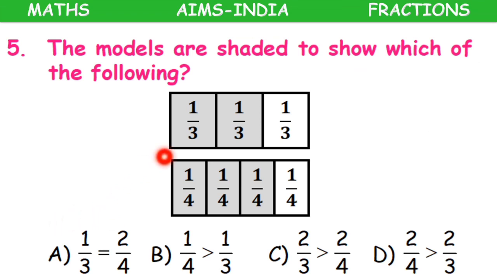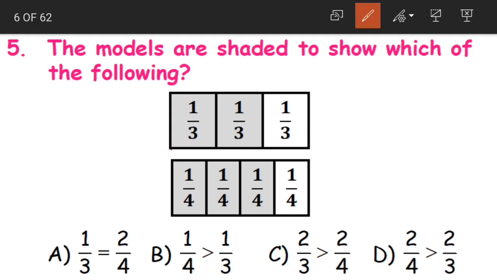1 by 3 is, see, you can see that the box is divided into 3 parts here, and here it is divided into 1 by 4. So from this what can we say? Is 1 by 3 equal to 2 by 4? This is 1 by 3. And what is 2 by 4? 1 by 4 plus 1 by 4 is equal to 2 by 4. Are these two equal? No. So option A is wrong.